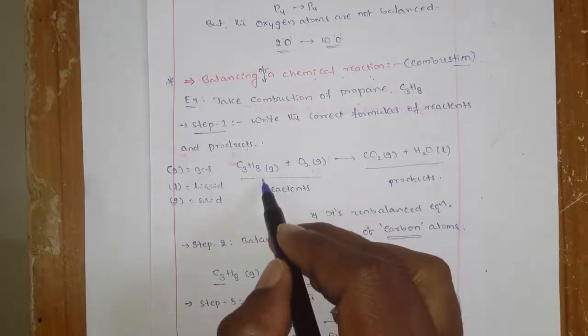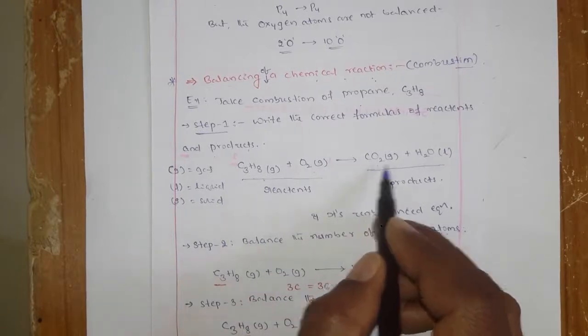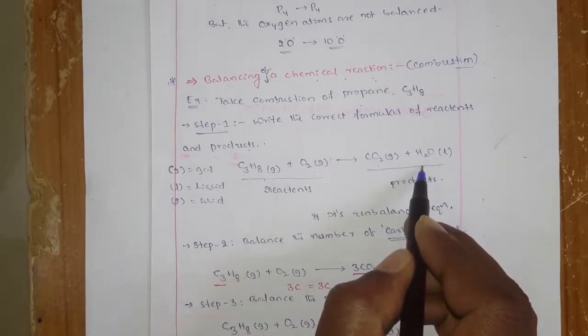And when you burn that hydrocarbon, what can you get? You can get carbon dioxide and water. Carbon dioxide comes, water comes, right? Take petrol, for example. What is petrol? A hydrocarbon.